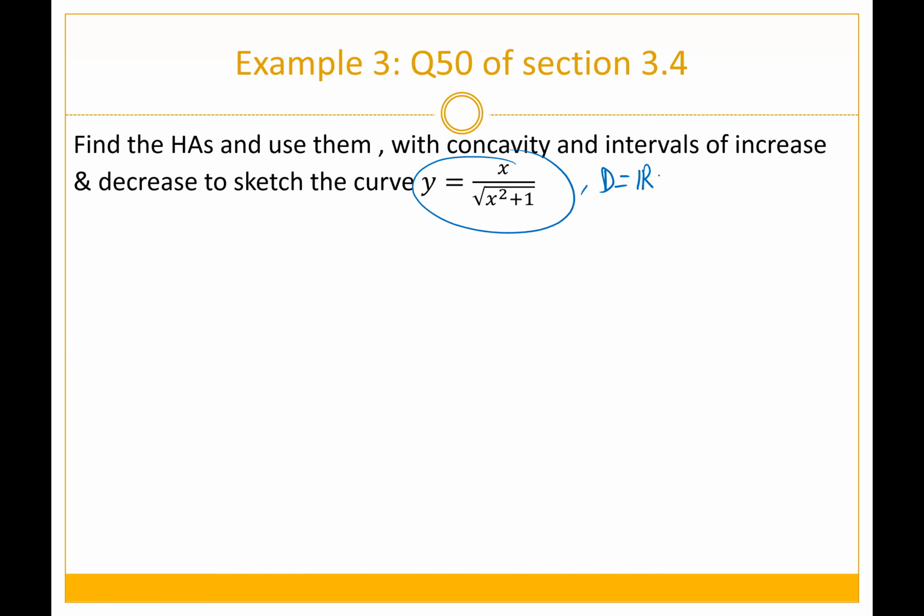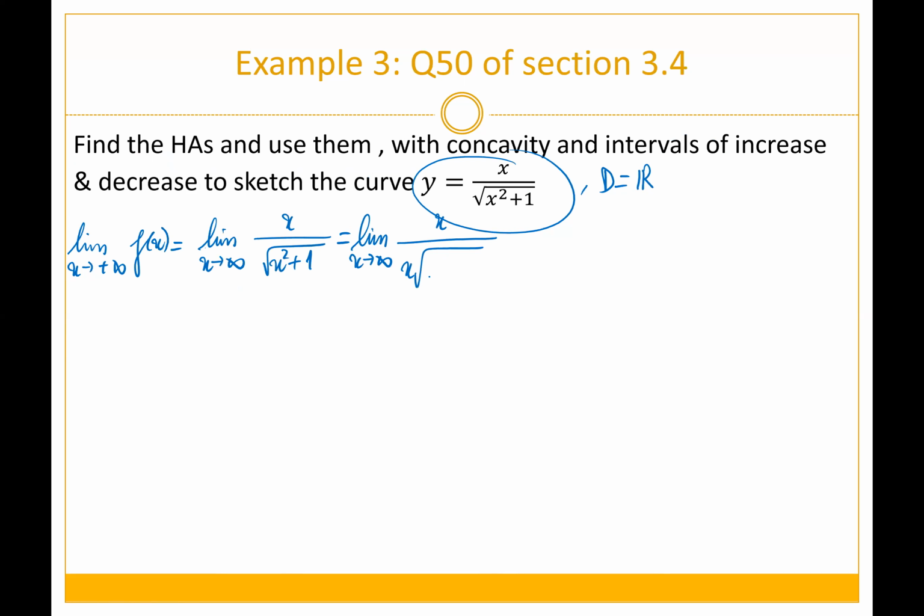Then we find the limit of x approaching infinity of f(x), which is going to give us the limit of x approaching infinity, x over square root of x squared plus 1. And as I said earlier in the review slides, as x approaches infinity, you can take the x out of the square root, and it's going to equal the limit of x approaching infinity, x over x times square root of 1 plus 1 over x squared.